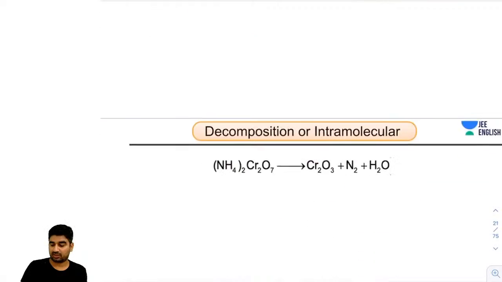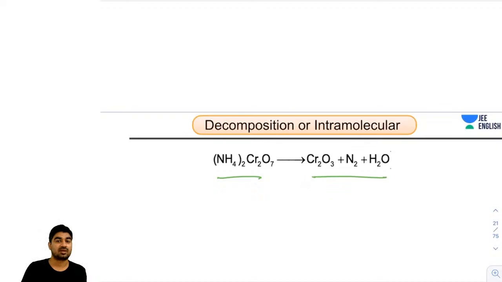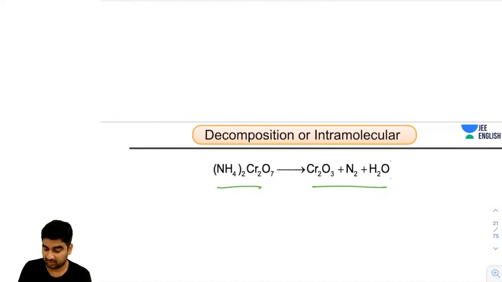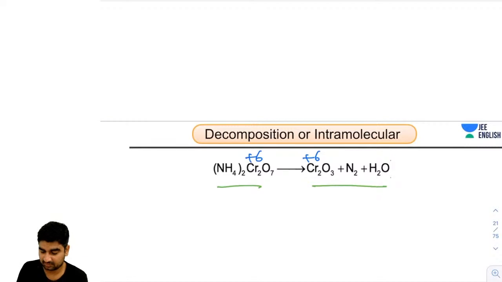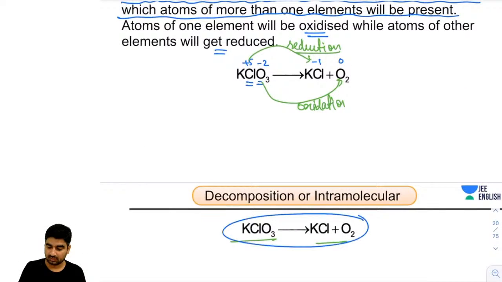So guys, here you can write it down. This is a decomposition reaction. This is again a decomposition reaction. How? Here you can say this is +6, sorry, +3, and this nitrogen is -3 and this nitrogen is 0. So again a single molecule on heating is giving you Cr2O3 and N2. Just note them down. Is that done now?